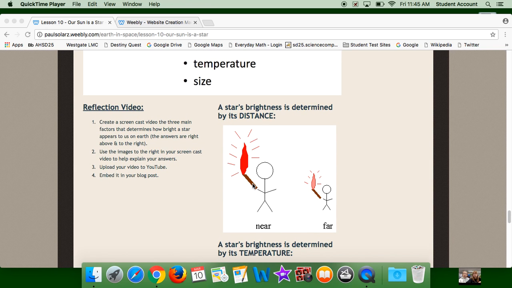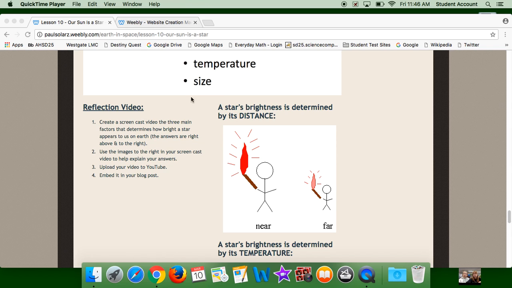Temperature. The temperature is actually affected. If it's warmer, it'll be not red, but blue and white. And that plays a factor, because if it's white, it'll be more noticeable in the black than red.